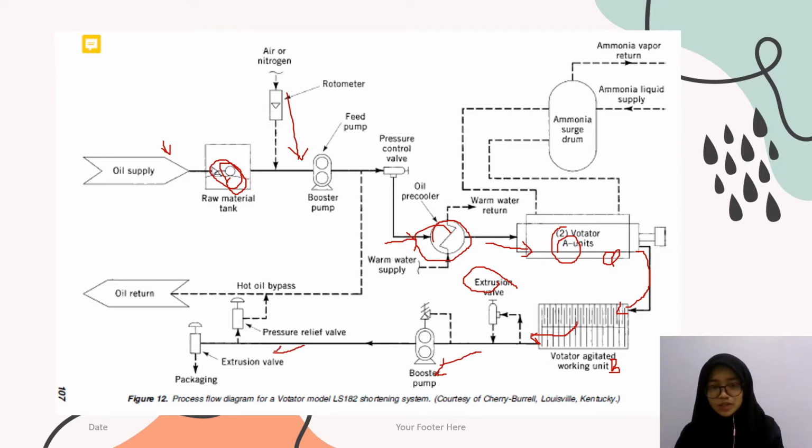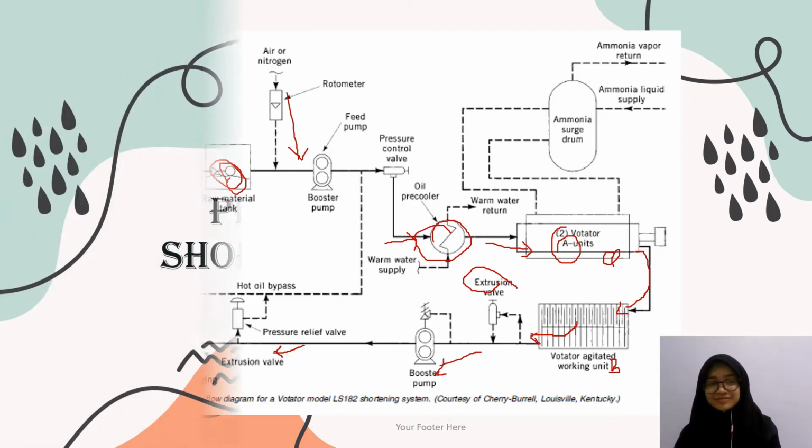point right here. Once the pressure is increased, it will be transferred into the next extrusion valve right here. This extrusion valve will help in the final texturization of the products, so that they will be in the best condition, and then they will undergo packaging. I think that's it. Thank you.